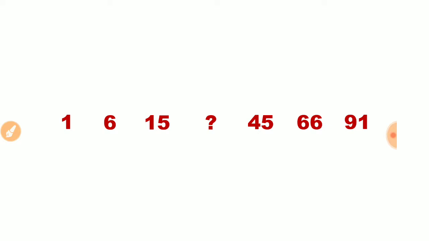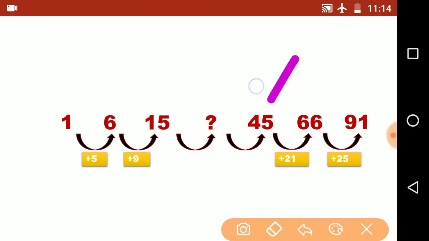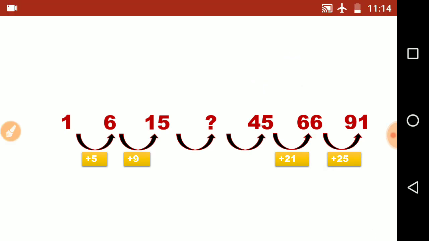What I am going to do is take the difference of the numbers. I come to know that the difference between the first number and the second number, 1 and 6, is 5, and between 6 and 15 is 9. We don't know the difference between 15 and the missing number, and the missing number and 45, but the difference between 45 and 66 is clear for us.